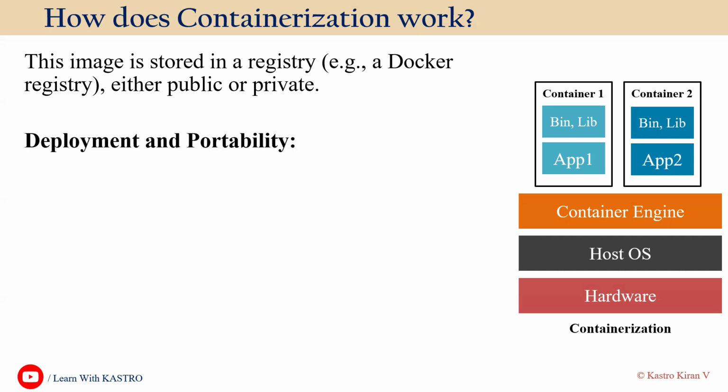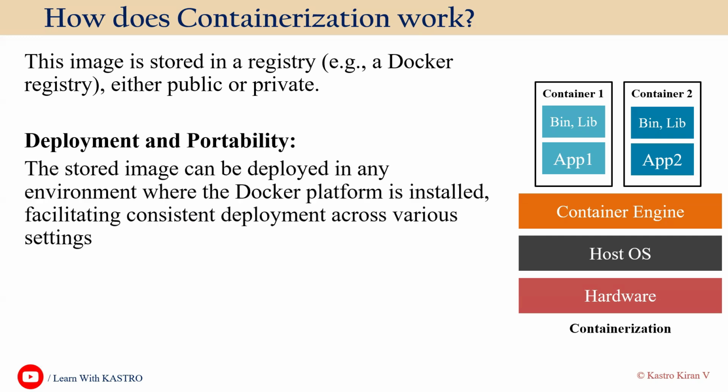Once we store the Docker images, we need to deploy the Docker image, and we have to make it portable. Whatever Docker image we have stored, we are going to deploy in any environment where Docker is installed. Make sure that Docker is mandatory in order to work with Docker images. So the stored Docker image can be deployed in any environment wherever Docker is installed. And this facilitates consistent deployment across various environments.